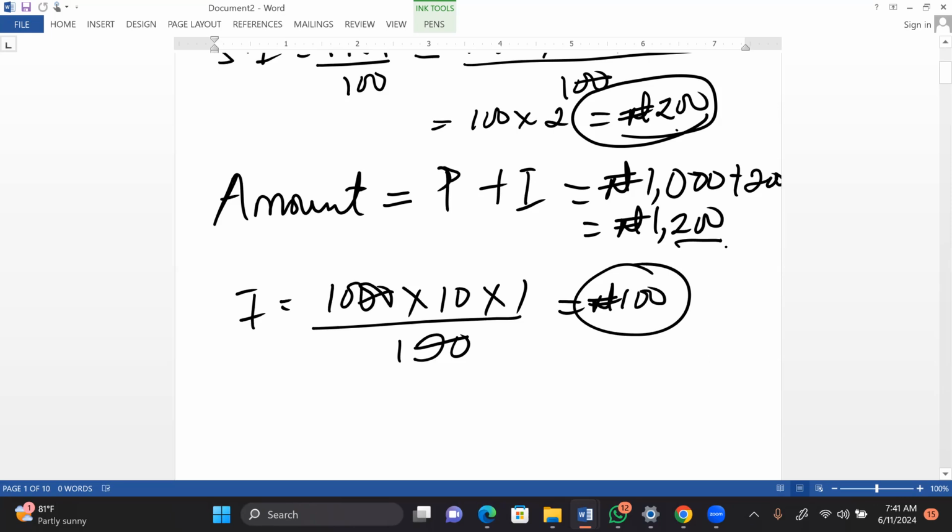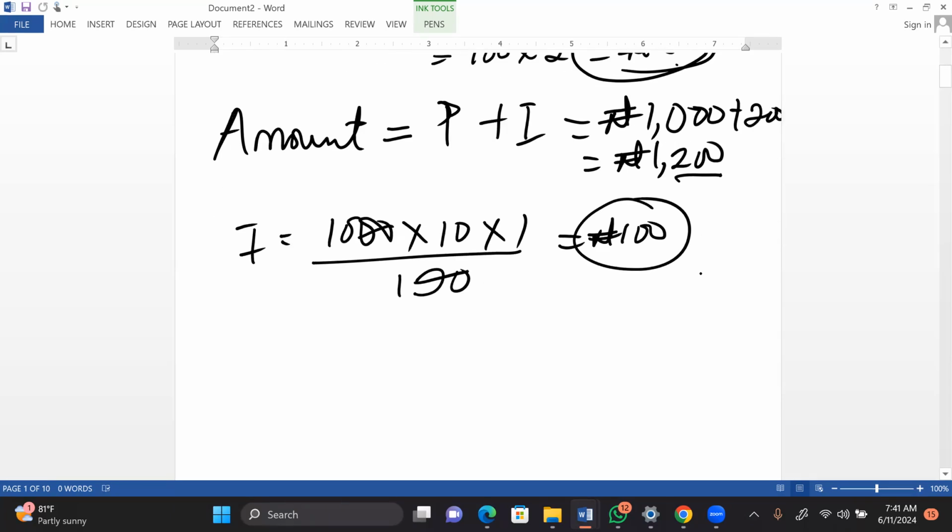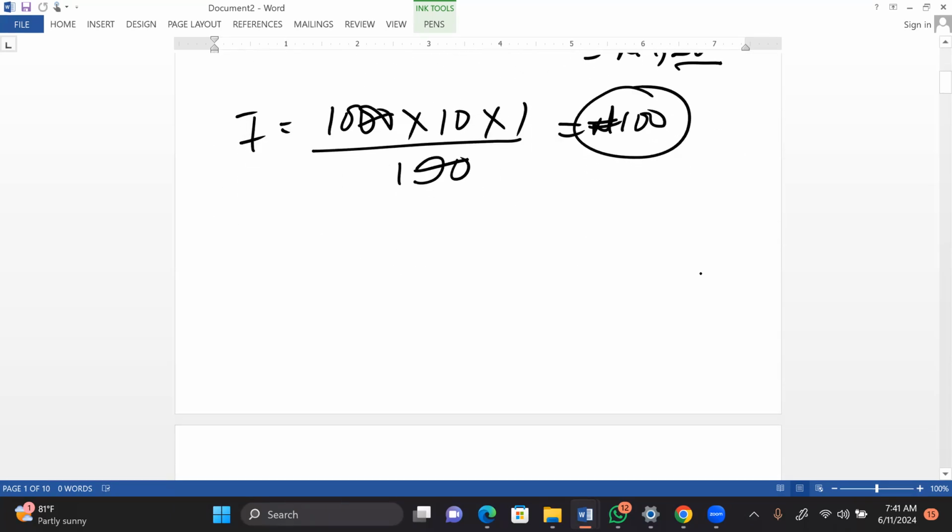So what it means is that there are two methods of doing compound interest. The first method is for you to do it year by year, and the second method is to apply a formula. Doing it year by year will make you understand the concept, and that's what I'm going to start with now. I'm still going to use the same amount, 1,000 naira, 10%, for 2 years, or we can increase to 3 years. But let's start with 2 years, for example, and see what we're going to get.